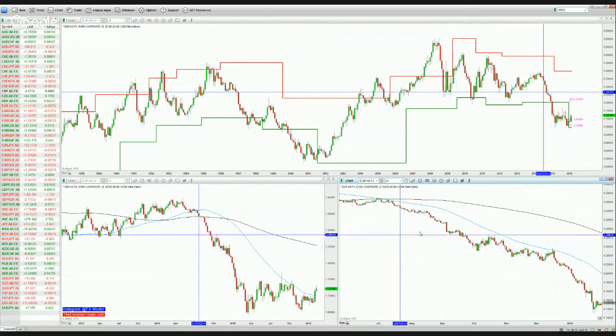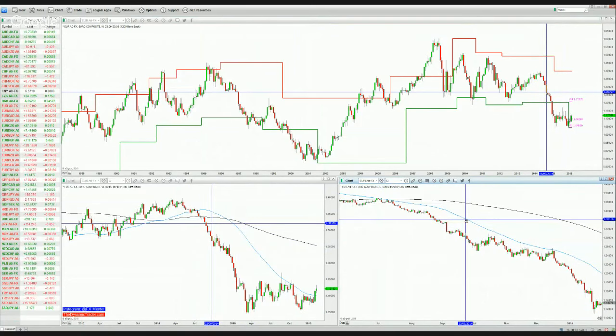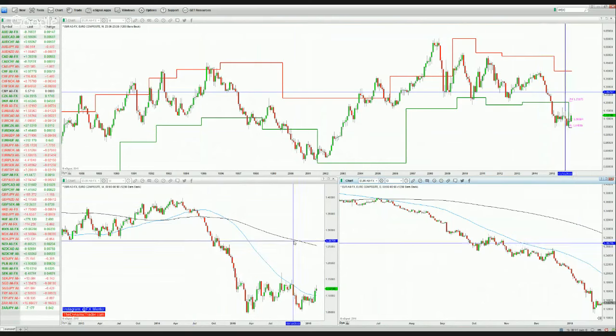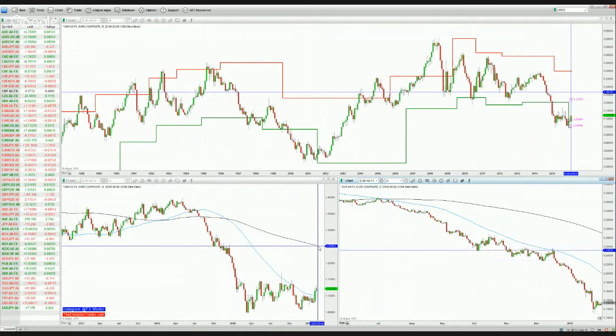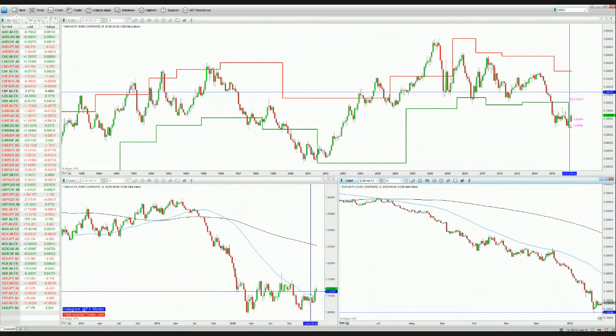If I don't have that setup, I stand aside. So if you look at the moment, we are below the 200 on the weekly, above the 50 on the weekly.